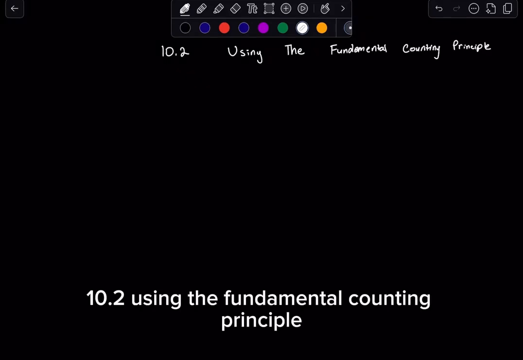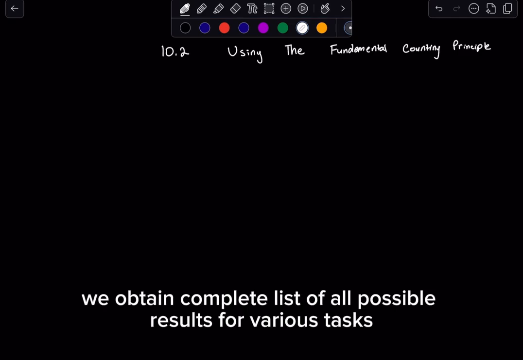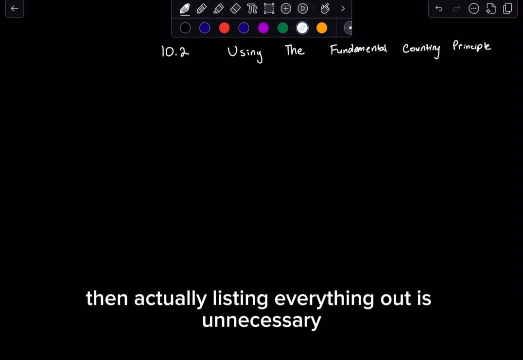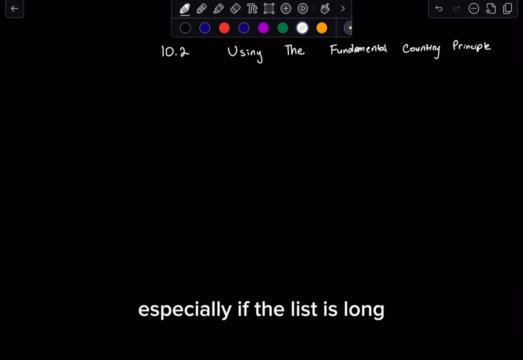10.2, using the fundamental counting principle. In the previous section, in 10.1, we obtained a complete list of all possible results for various tasks. However, if the total number of possibilities is all we need to know, then actually listing everything out is unnecessary and can be difficult or tedious to obtain, especially if the list is long.